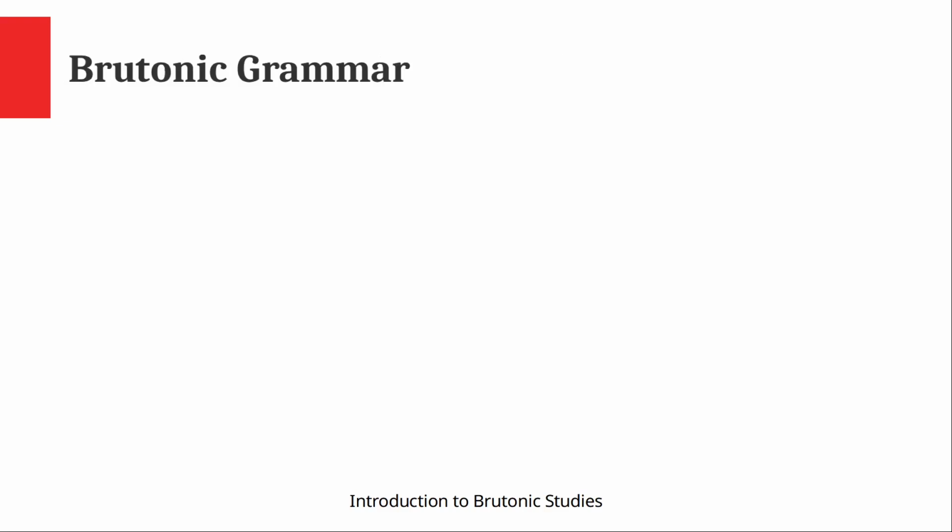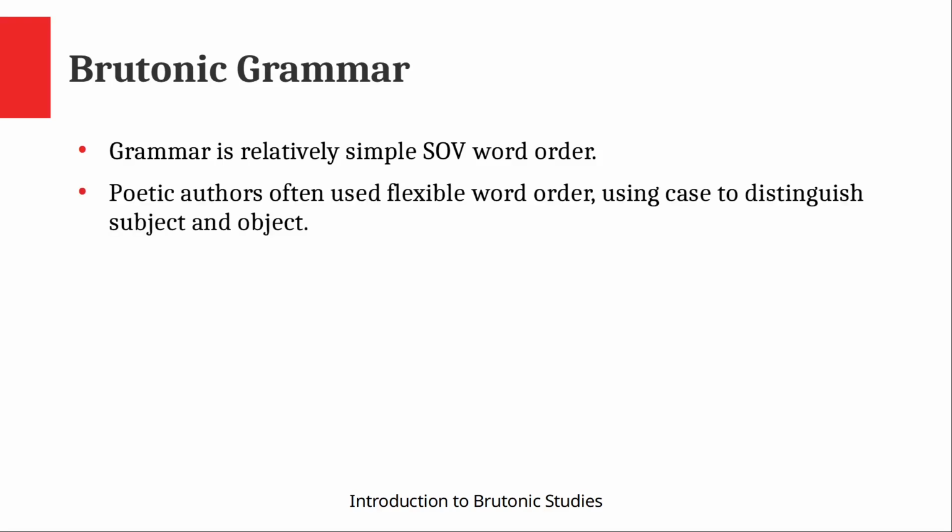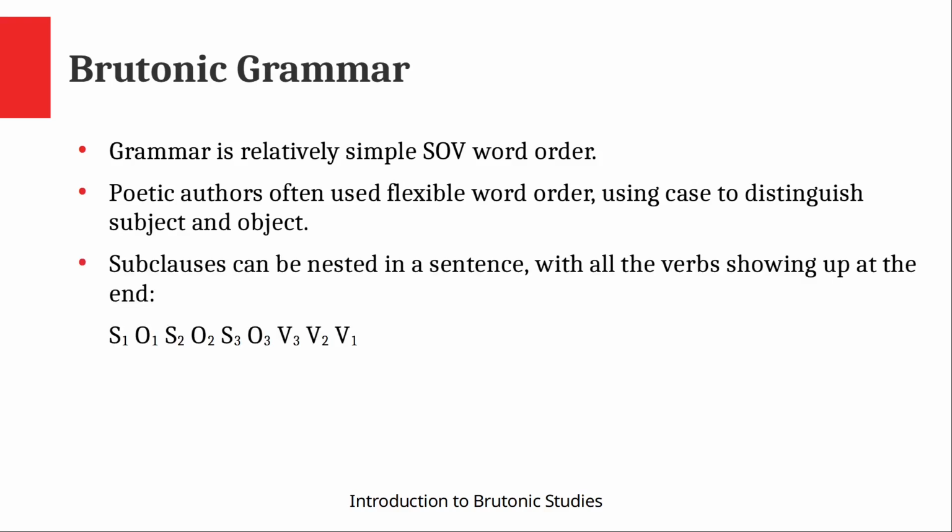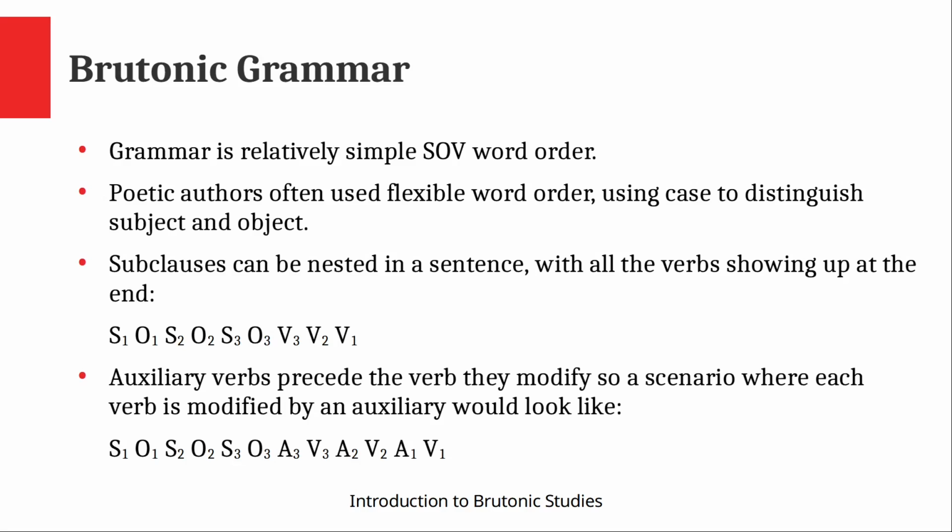Grammar is a simple SOV word order. However, poetic authors often use flexible word order for emphasis, using case to indicate subject and object. Subclauses appear nested in the sentence, with all the verbs occurring at the end. When auxiliary verbs are present, they precede the verb they modify.